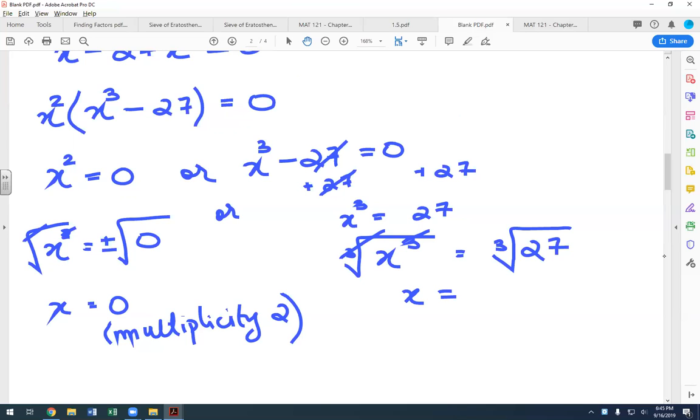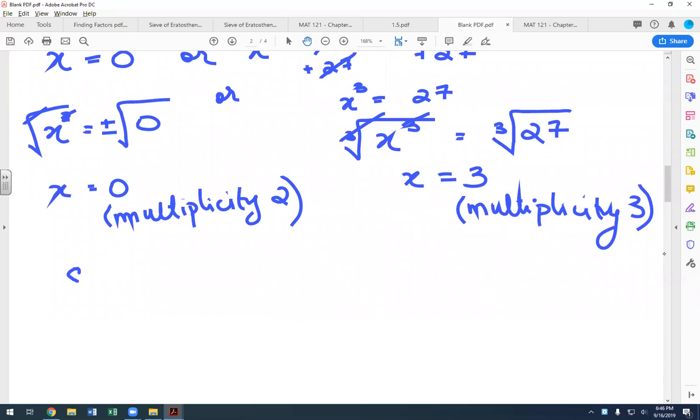Now the question is, what number multiplied into itself 3 times gives you 27? And that's going to be the number 3, right? 3 times 3 is 9. 9 times 3 is 27. And again, in terms of multiplicity, since this is coming from a cube, that means this number is actually appearing 3 times. So that's multiplicity of 3.